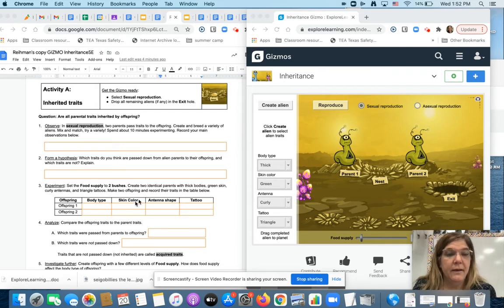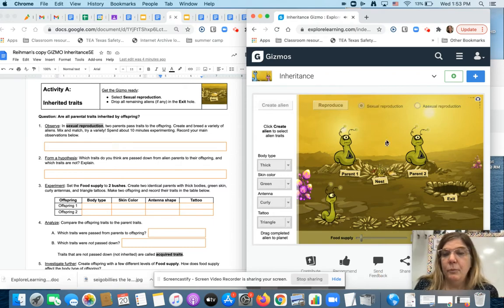So I have food supply, two bushes, two identical parents with thick bodies, green skin, curly antenna, and triangle tattoos. It says, make two offspring and record their traits. So I'm going to reproduce two. There is offspring number one. Reproduce. Offspring number two. Okay, so I have two offspring.